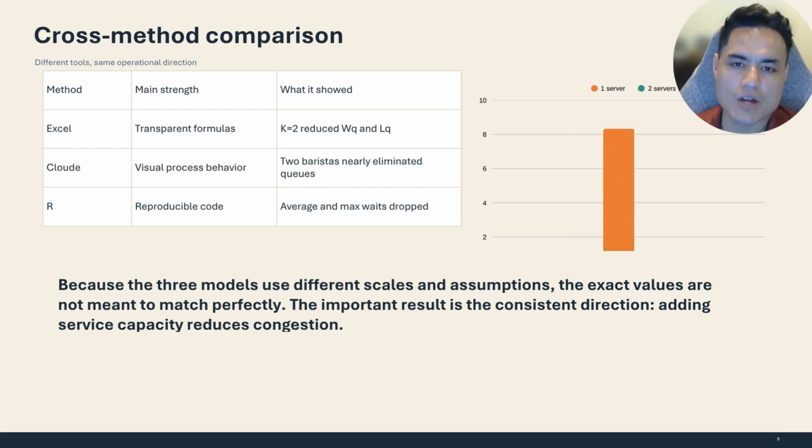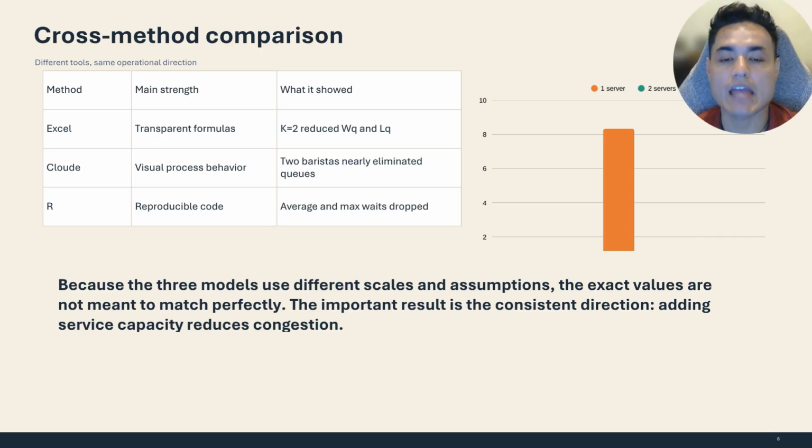When we compare Excel, Cloud, and R, the exact numbers are different because each simulation method used a different structure and scale. Excel used spreadsheet based queuing calculations. Cloud used a visual process simulation over a 480-minute workday with 50 replications. R used a code based simulation with 100 customers. Even though the numbers are not identical, all three simulations show the same overall trend. Adding a second barista reduced waiting time, reduced queue buildup, and improved customer flow.